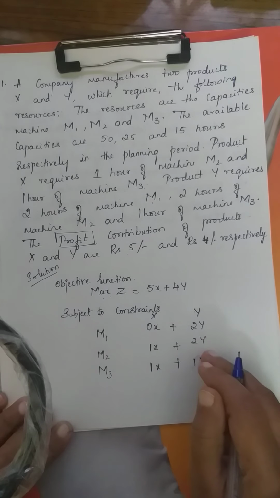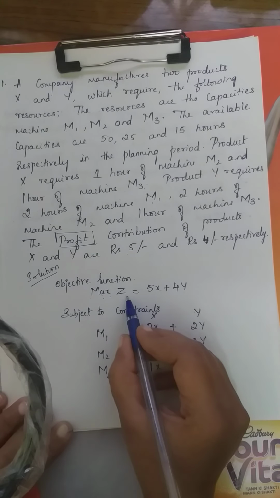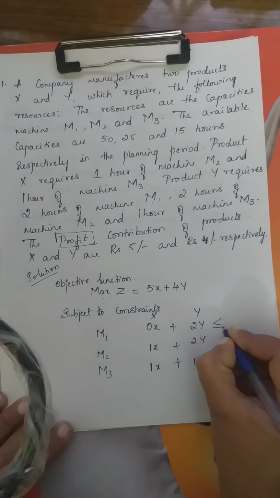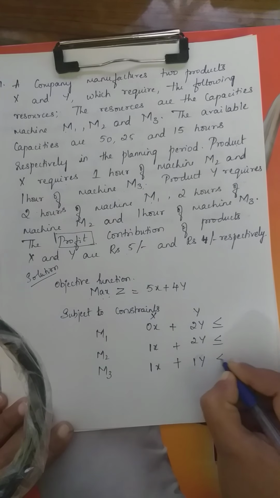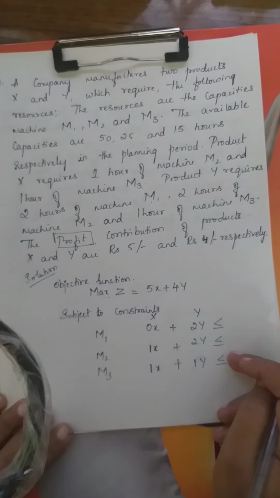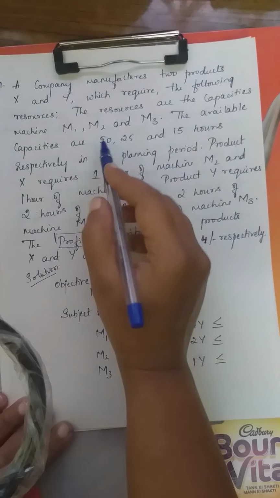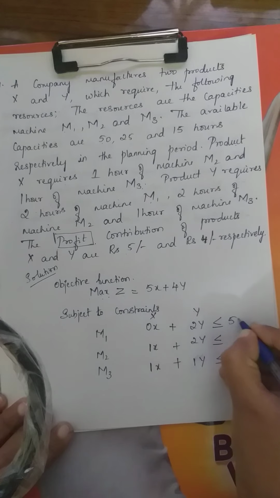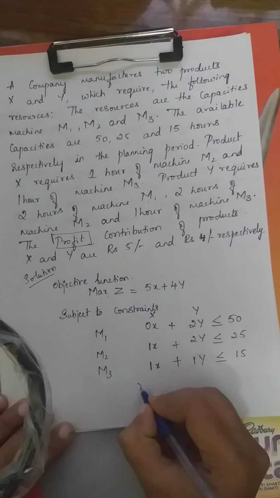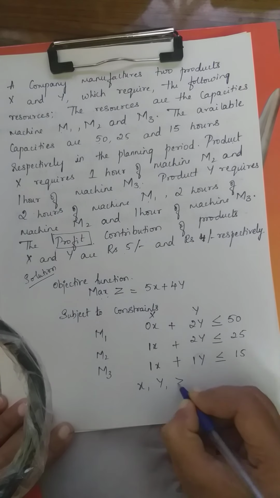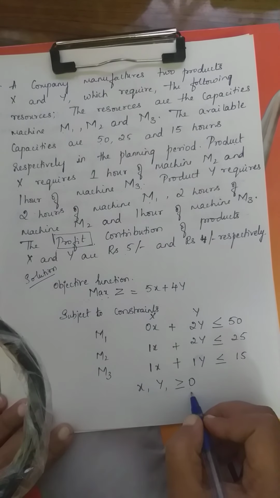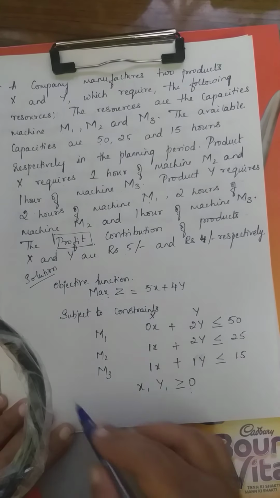Now you have to change the symbol. Whenever they ask a maximization problem, your symbol should be less than or equal to, less than or equal to, less than or equal to. Why are you doing all these things? This is called a mathematical model. Less than or equal to, they have already given the capacities here, so write them down as they are: 50, 25 and 15. And finally you're supposed to write x comma y greater than or equal to 0. This is always the non-negative condition. So this is your mathematical model.